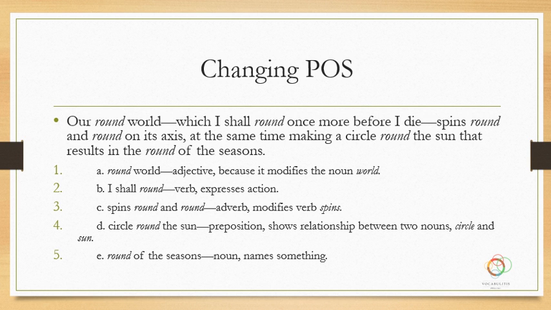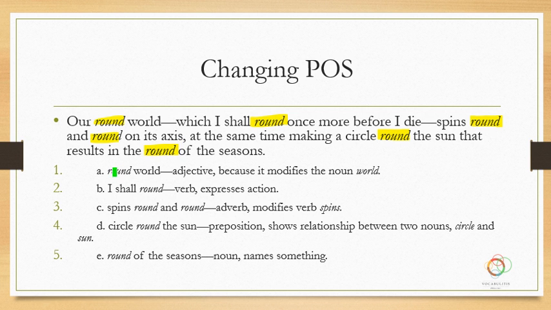Our round world, which I shall round once more before I die, spins round and round on its axis, and at the same time making a circle round the sun. That results in the round of the seasons. Same word but used differently. So let's take a look.